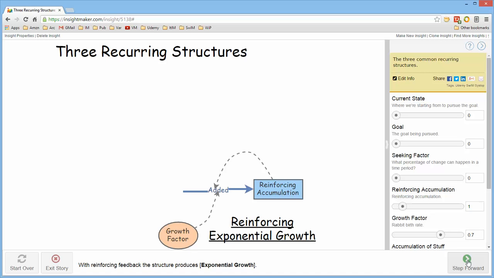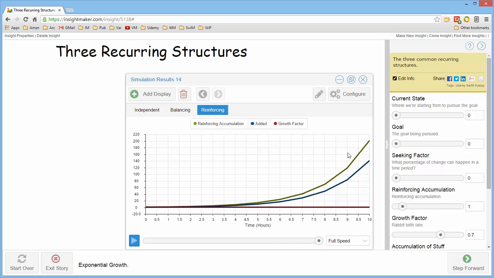The third structure was the reinforcing or exponential growth structure, where the flow is dependent upon the amount of the stock itself. Either the inflow or outflow is dependent upon the amount of the stock, and it's considered reinforcing feedback, though typically there is also some sort of a growth factor that figures into it. So it's called reinforcing or exponential growth, and it produces the characteristic exponential curve. And in this instance, the amount that's added is less than the actual accumulation, simply because the factor is less than 1. So when you see this kind of a curve, you have a sense that it's some kind of an exponential growth structure that's operating to cause this.